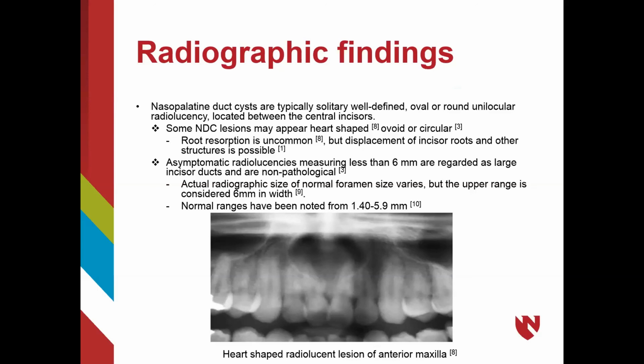The size of the lesion radiographically is important in terms of the definitive diagnosis. A normal nasopalatine duct ranges from 1.4 millimeters to 5.9 millimeters. Therefore, a radiolucency between the maxillary central incisors measuring less than 6 millimeters is considered a normal, non-pathological nasopalatine duct, whereas a radiolucent lesion measuring greater than 6 millimeters between the maxillary central incisors should be investigated further and a nasopalatine duct cyst should be included in a differential diagnosis.